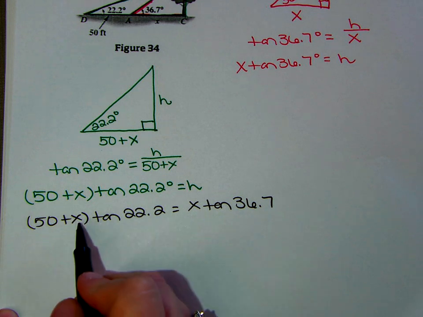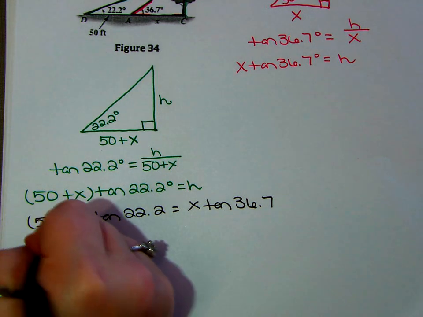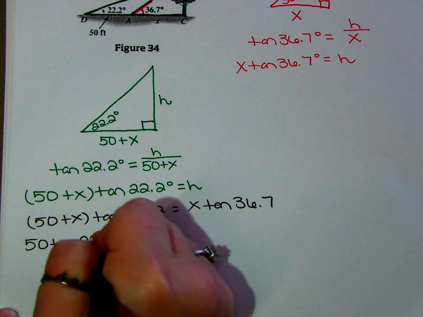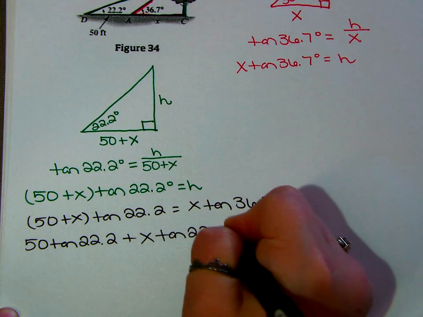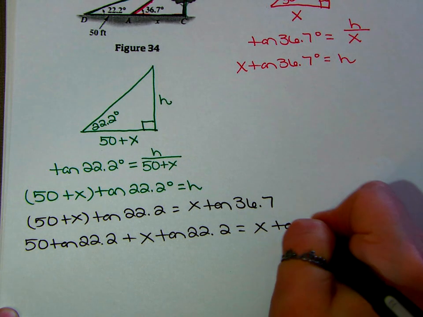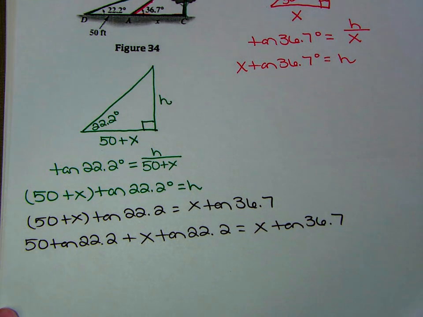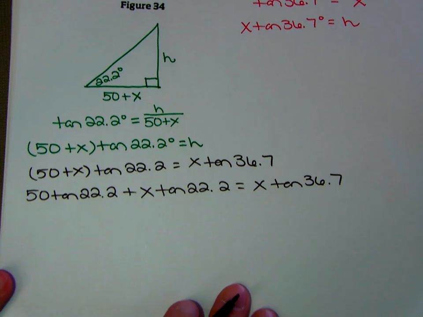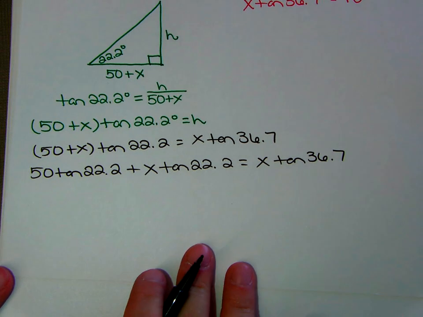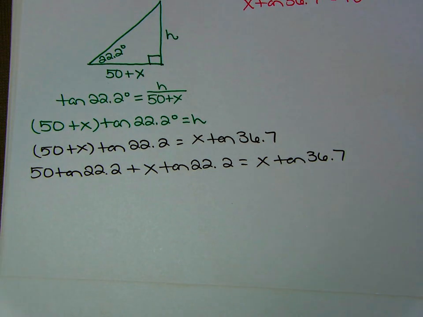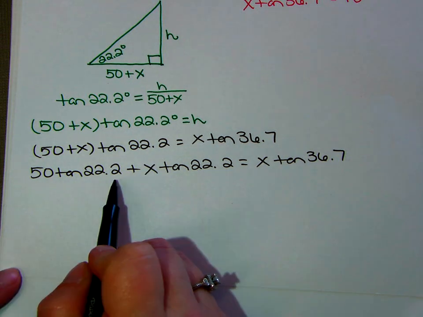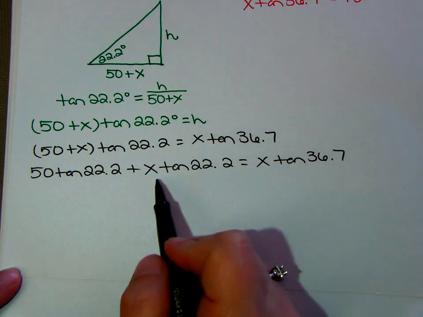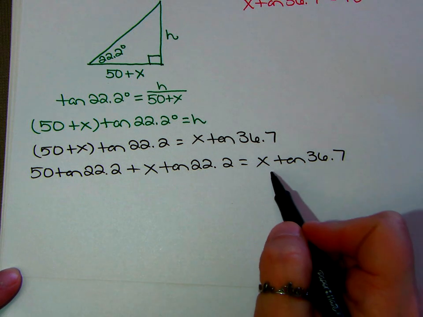Because what I'm going to do now is distribute this tangent 22.2 to the x and to the 50. So I have 50 times tangent 22.2 plus x times tangent 22.2 equals x times tangent 36.7. You're like, well, this looks gross. I know it does. But this is the algebra part of the trig. So this first section is all numbers, 50 tangent 22.2. But then I have an x tangent 22.2, and on the other side I have x tangent 36.7.